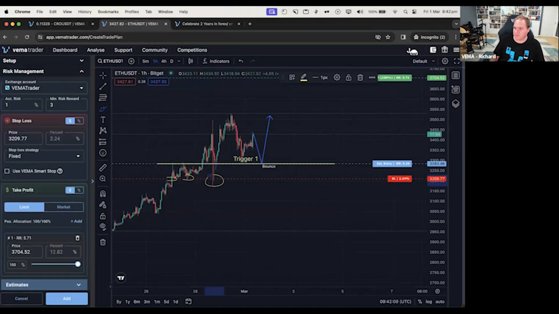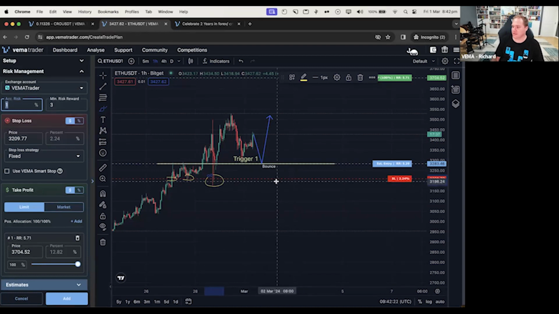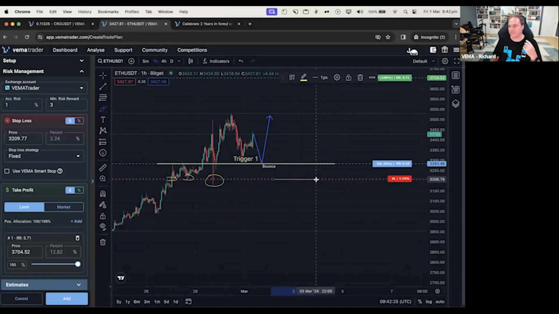This is an advanced one. So if you're not fully across what 1% account risk means and position sizing, and you're watching this video, hey, Vema does its position sizing so that if your stop loss gets hit, then we will be risking 1% of your account. We change the position size and magically make math happen so that you always lose 1% of your account if your stop loss gets hit.